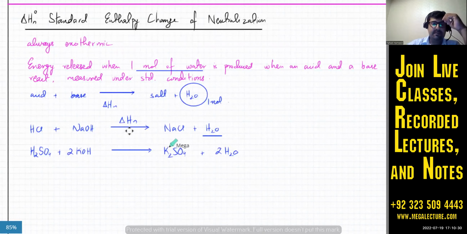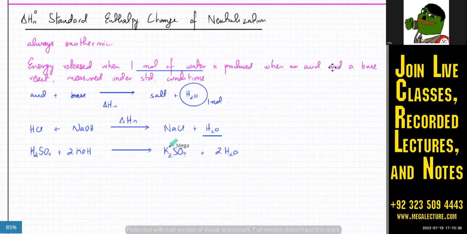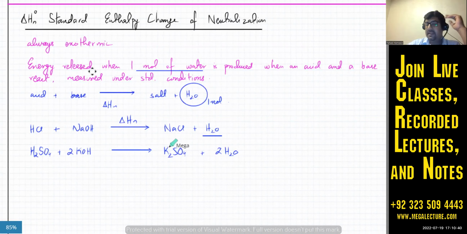अच्छा, जो लेट है उनको मैं फिर से explain कर देता हूँ कि enthalpy change of neutralization is simply the energy that is released when a mole of water is produced. When what happens? An acid and a base, they react. So whenever an acid base react, 1 mole of water exactly is produced. The energy change for that reaction is going to be called the delta HN, or enthalpy change of neutralization.